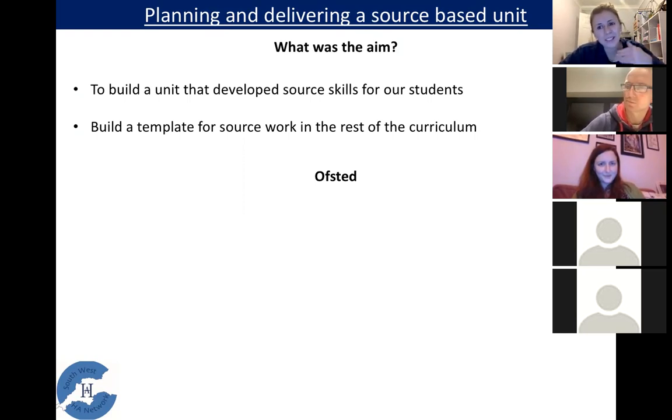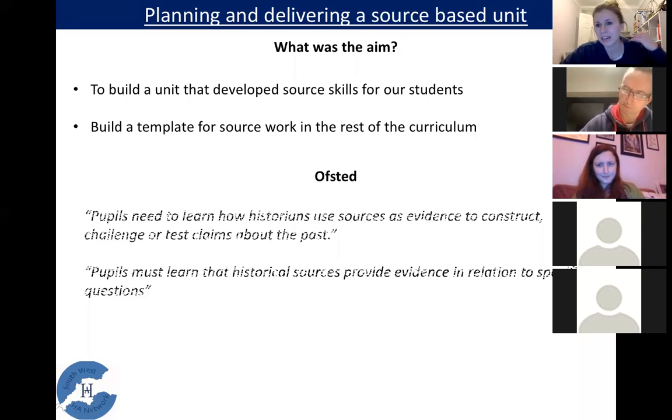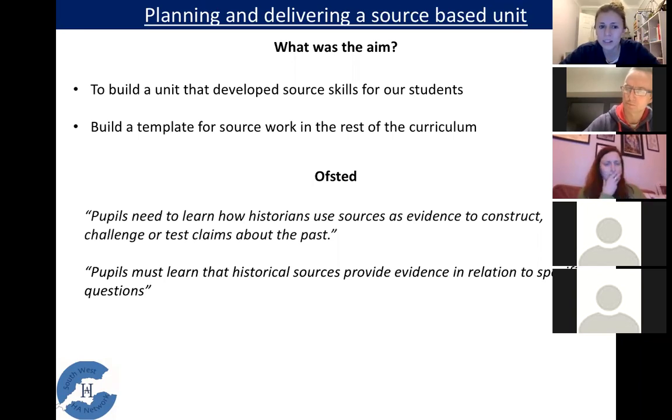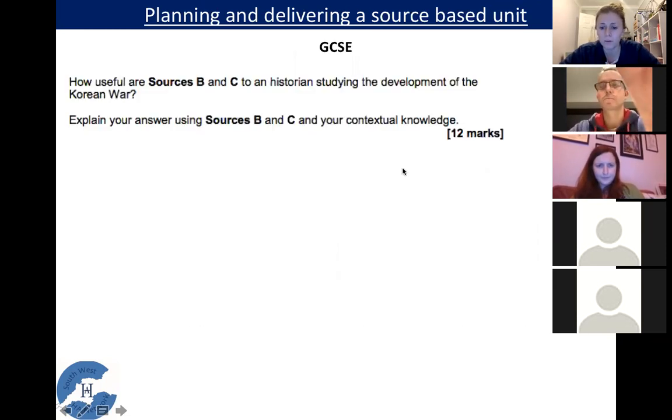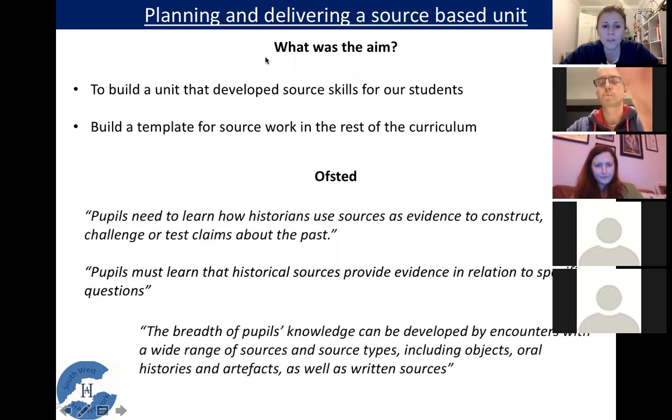Some of this as well is because my school is very nearly due in Ofsted, and looking at the history reviews for Ofsted, it says that pupils need to learn how historians use sources as evidence to construct, challenge or test claims about the past, and pupils must learn that historical sources provide evidence in relation to specific questions. So that was kind of what drove me. Also, the breadth of pupils' knowledge can be developed by encounters with a wide range of sources, source types, including objects, oral histories, and artifacts, as well as written sources.